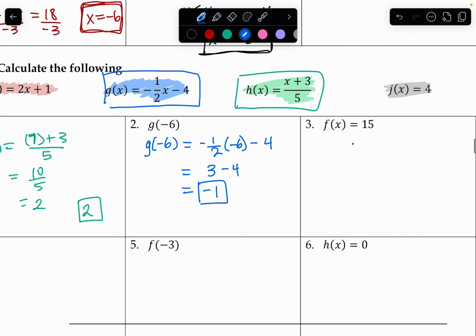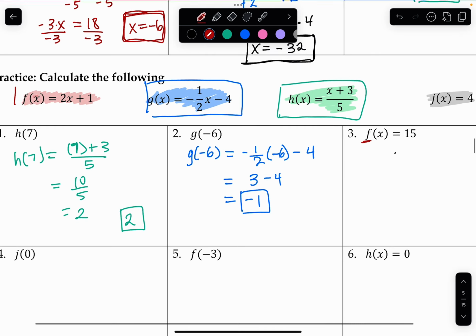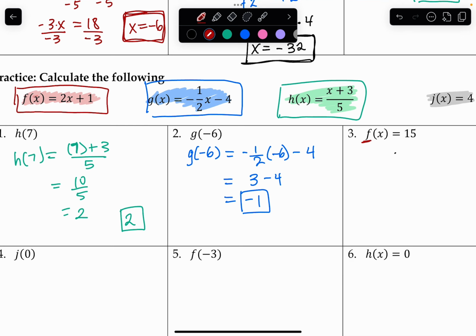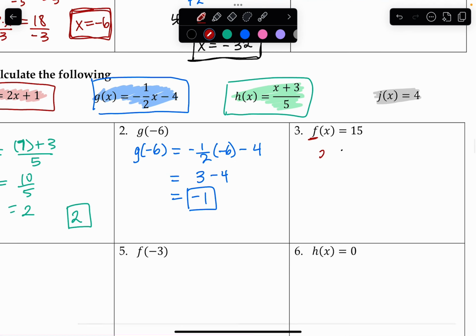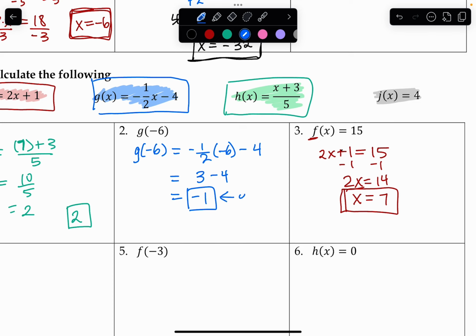Okay, 3, they're flipping it on us. They're using the f function, which is 2x plus 1. But this time they're giving us the output. So we know 2x plus 1, whatever x is going to give us that 15. And so we have to say what x is. So first step, subtract 1. And then divide by 2, we get x equals 7. In these cases, we were giving the y value.